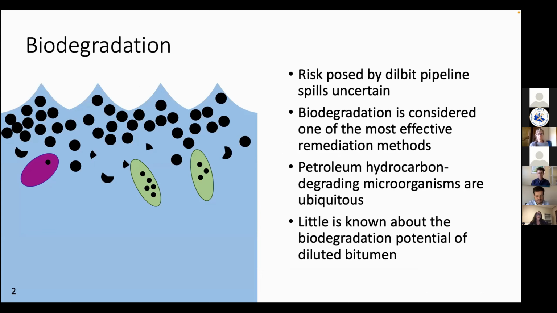From previous studies on conventional crude oil spills, we know that one of the most effective and least invasive methods for remediating an oil spill site is through biodegradation. There are many microorganisms naturally present in the environment that are adapted to degrading petroleum hydrocarbons. However, there are concerns that the unique physical and chemical properties of dilbit will cause it to behave differently than a conventional crude oil spill.